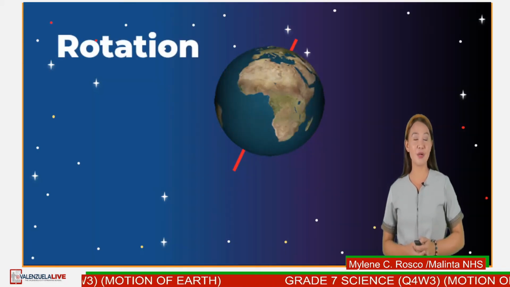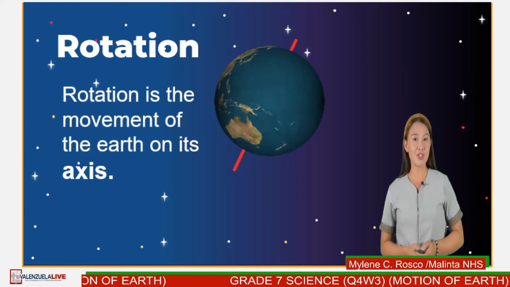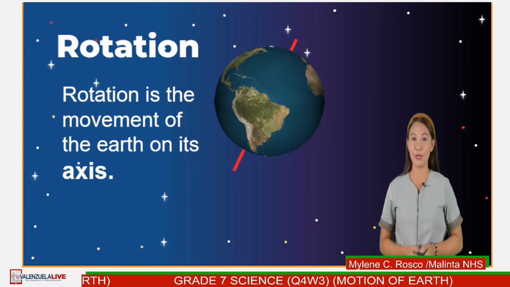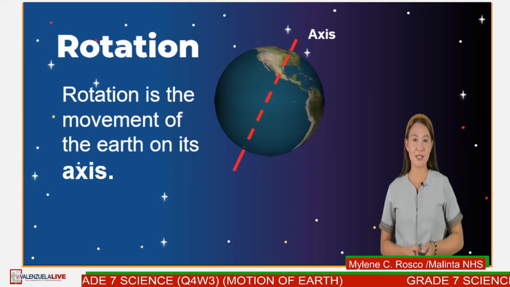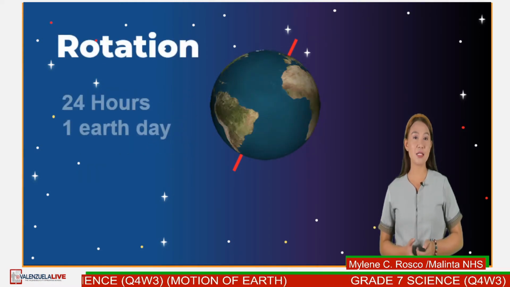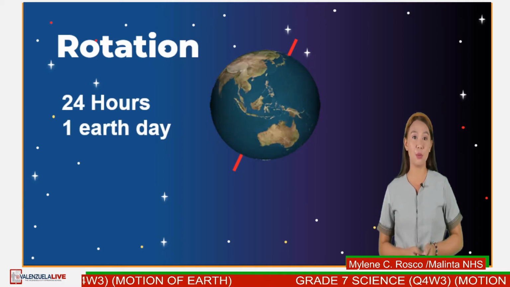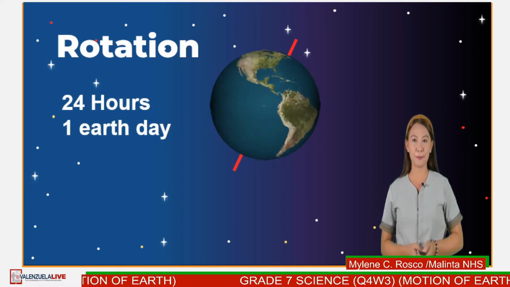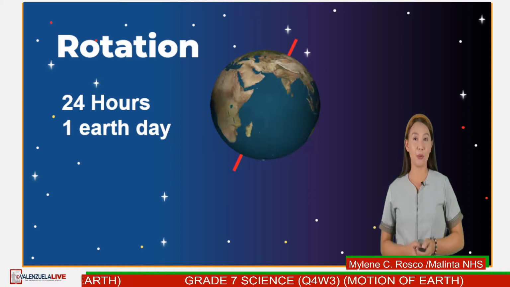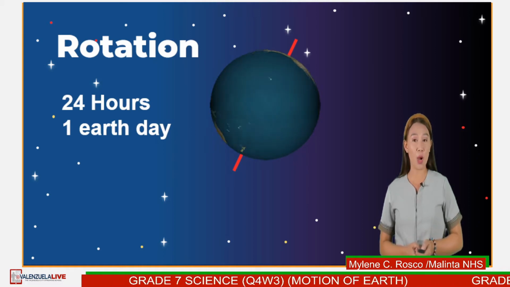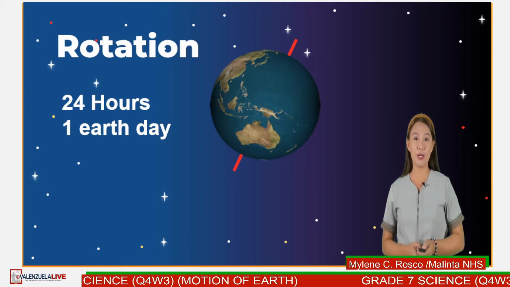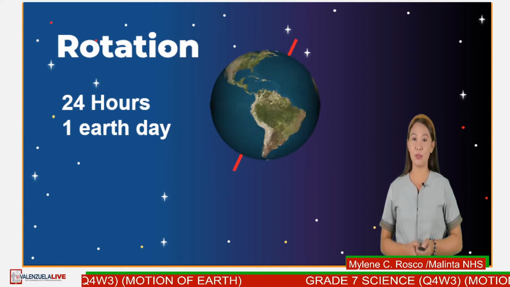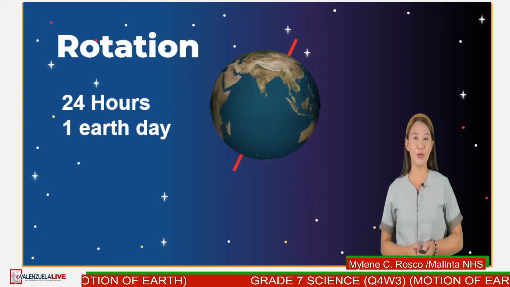Let's discuss rotation. Rotation is the movement of the Earth on its axis. Earth's rotational axis is an imaginary straight line that runs through the North and South Pole. The Earth takes about 24 hours to complete one rotation around its axis. One period of rotation is also known as one Earth day.